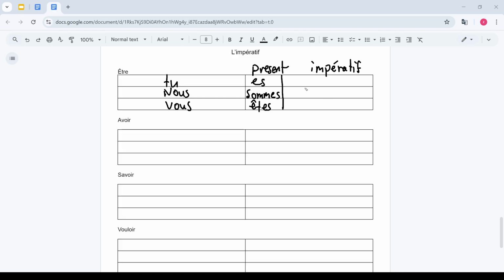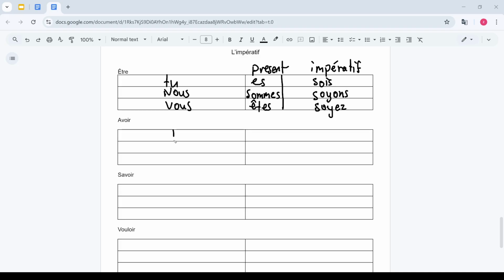So here's one for être. For tu, it's sois. Completely different. Nous soyons, and vous soyez. So it's completely different from the present tense version, but you do see that there is a pattern. We're still following the EZ, ONS, EZ pattern for nous and vous. So there's still some kind of pattern going on over here.